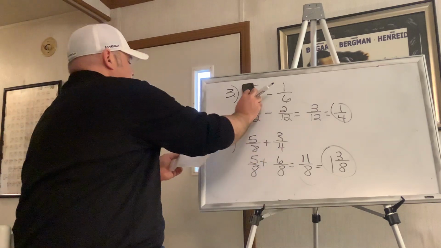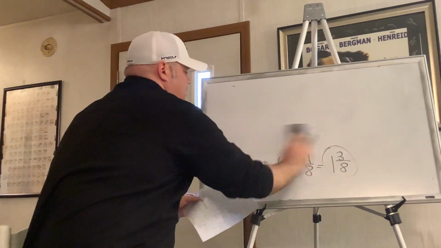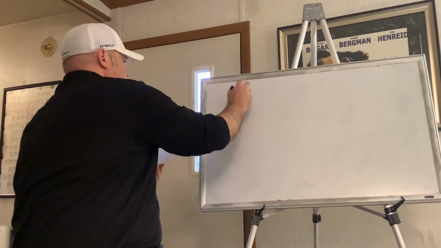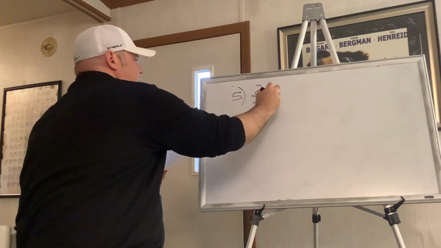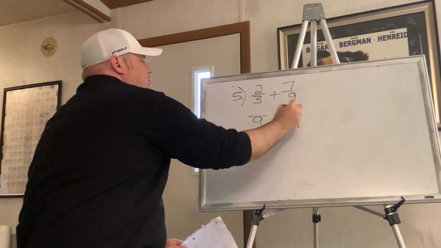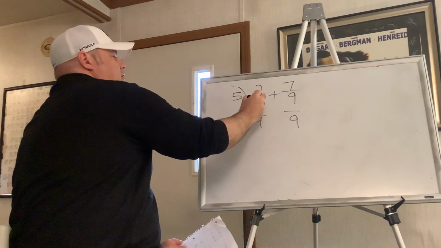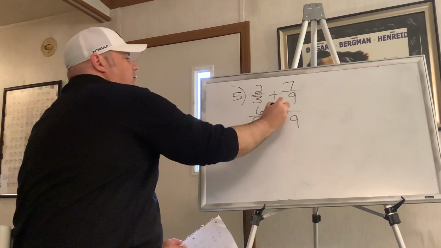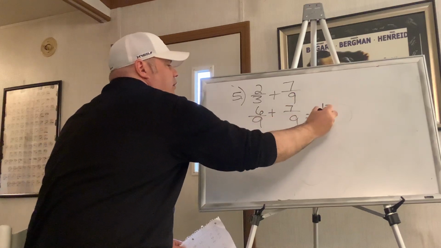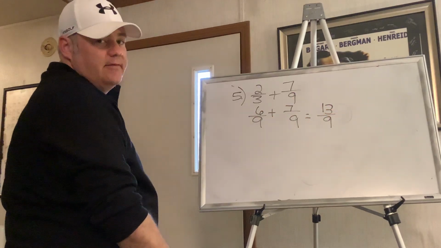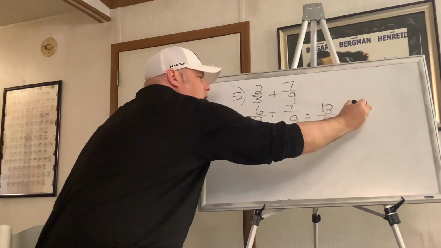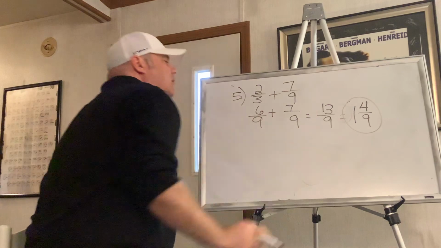Number 5 is 2/3 plus 7/9. Smallest number is 9. Okay, this one you multiply by 3, so you got to multiply the top by 3. This one didn't change. And now you add the tops, you get 13/9. You don't leave it improper. 9 goes into 13 one time with a remainder of 4 back over the 9.